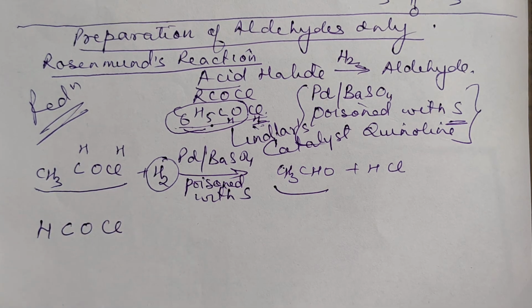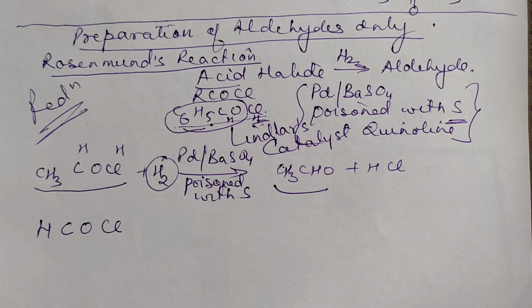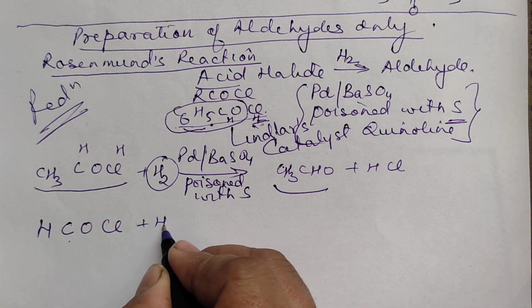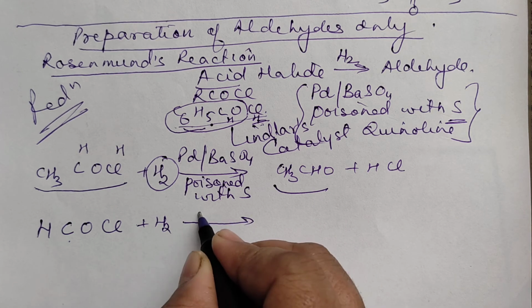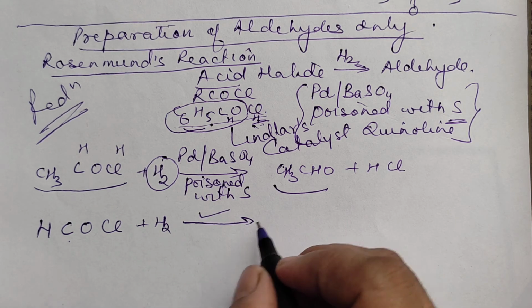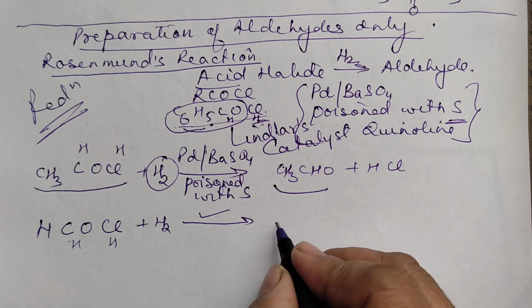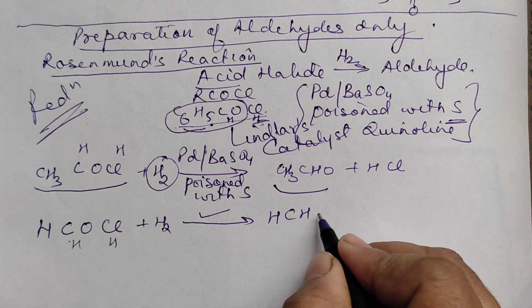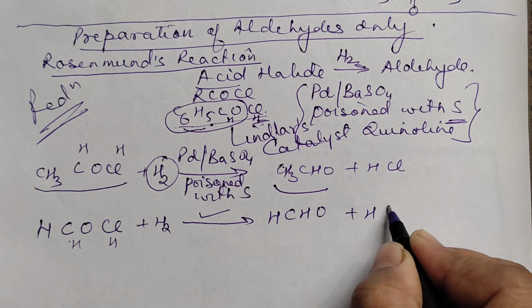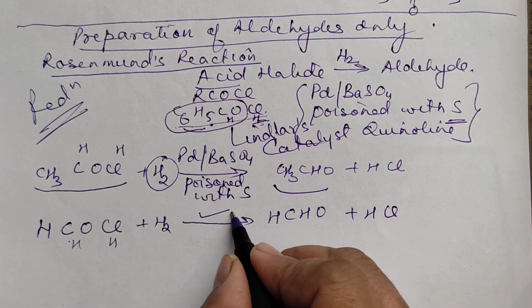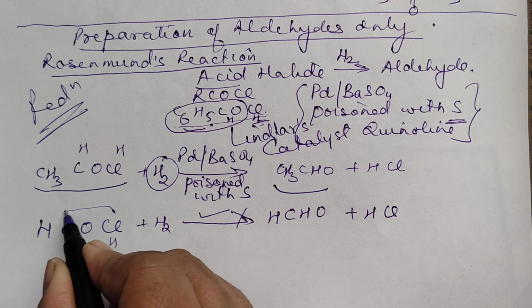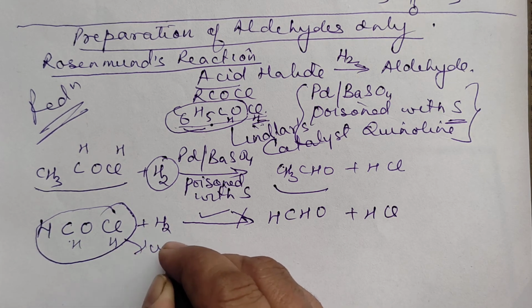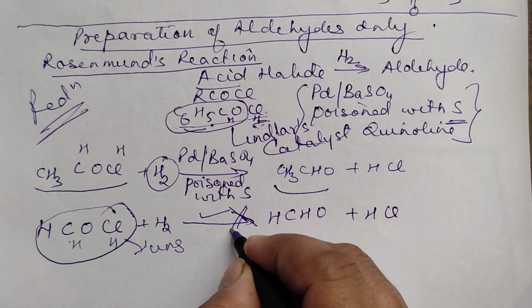If you name it, it is methanoyl chloride. Methanoyl, one carbon, or formyl chloride. If you try to carry out this reaction in the presence of Lindlar's catalyst, it should be forming HCHO and HCl. No, this reaction does not happen because this formyl chloride which we have taken is very unstable. You cannot carry out this reaction.